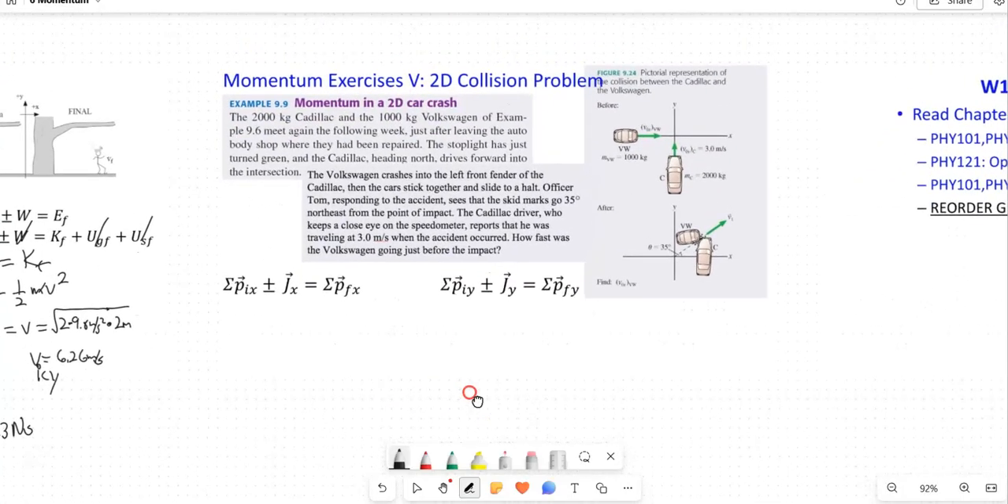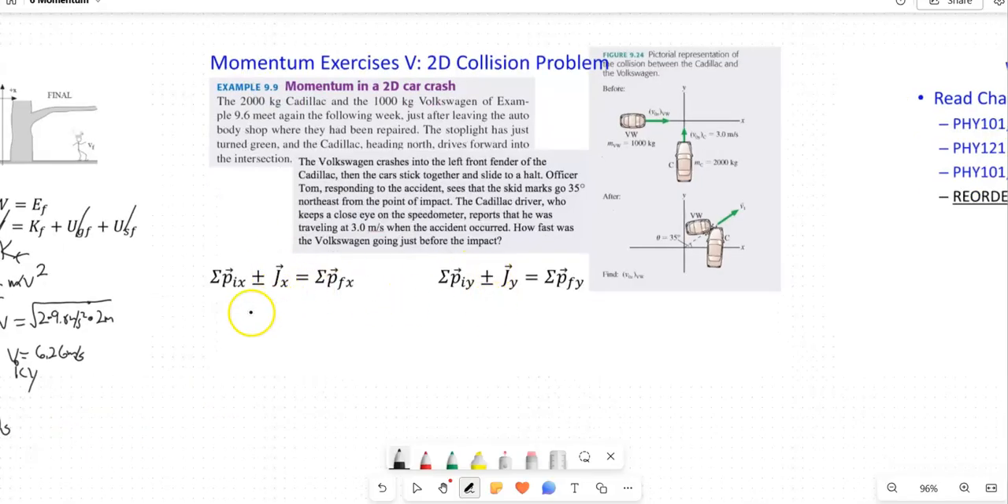Here is that last problem from 6.2. Well, it's not the last problem, it's second to last problem from 6.2. And it is that inelastic collision problem. So in this problem, we're going to go ahead and start plotting out this stuff. In the x direction, we have a 1,000 kilogram VW moving to the right at some velocity. The Cadillac, which is 2,000 kilograms, is not moving in the x direction at all.